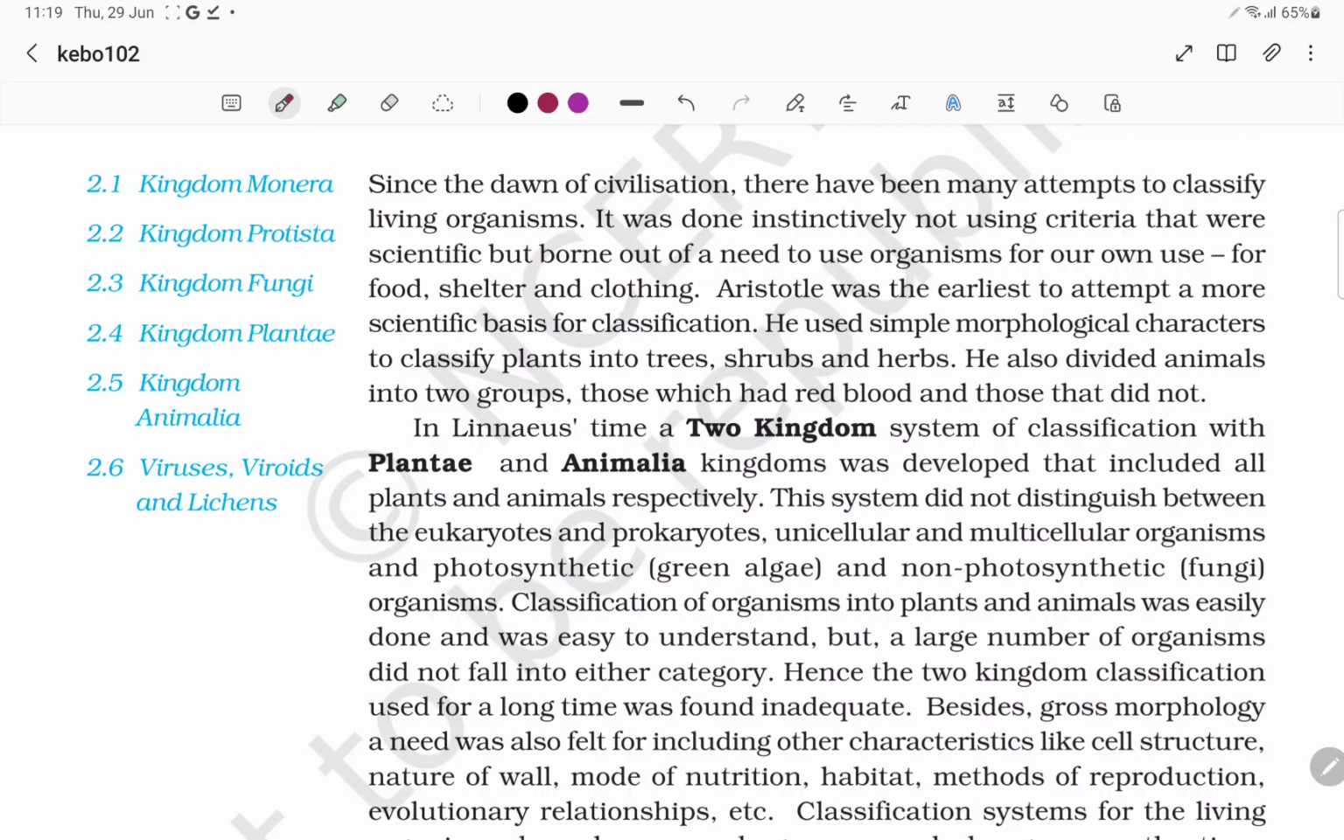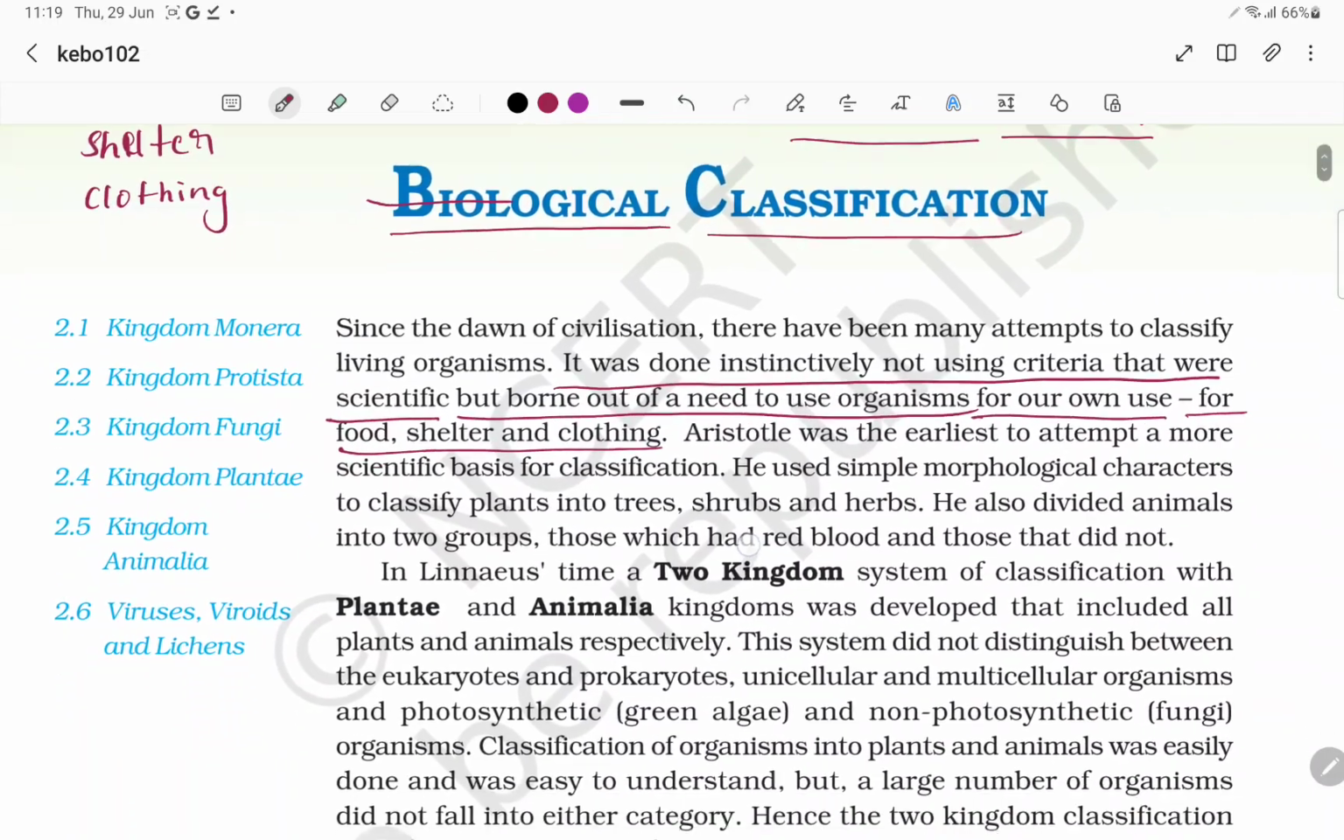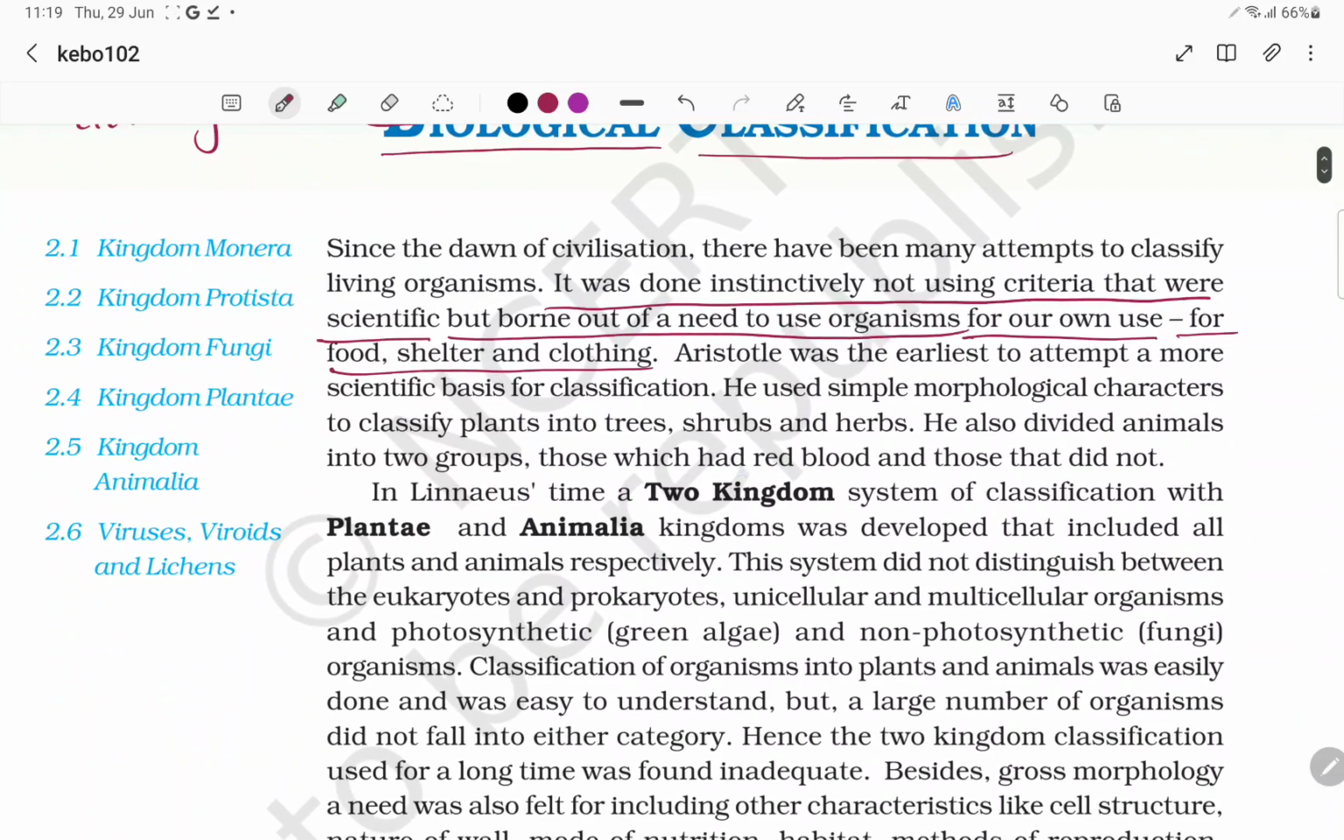So it was done instinctively, not using scientific criteria, but born out of the need to use organisms for their own purposes. As I told you, we classified the organisms based on food, shelter, and clothing. They classified the organisms in this way only, based on need. There was no scientific method of classifying the organisms till then.